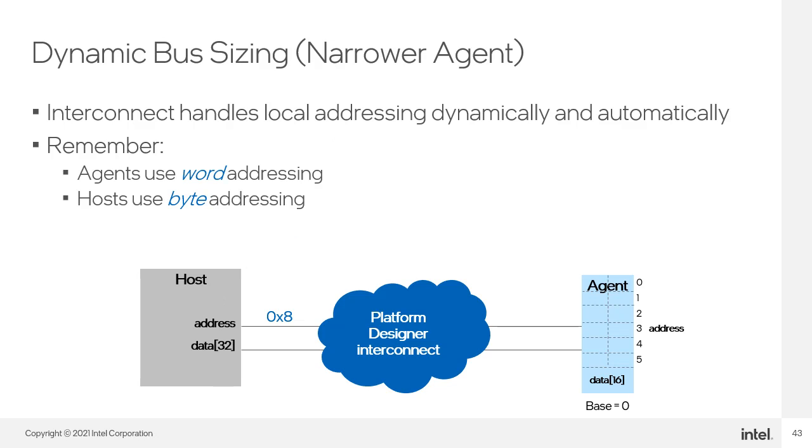Here's another example that shows how dynamic bus sizing is used with host and agent addressing, again showing a wider host with a narrower agent. If a 32-bit host accesses a 16-bit agent, a single host access corresponds to 2 accesses to the agent, with host byte address 8 corresponding to agent word addresses 4 and 5. Again, the interconnect will stall the host until both accesses to the agent are complete.